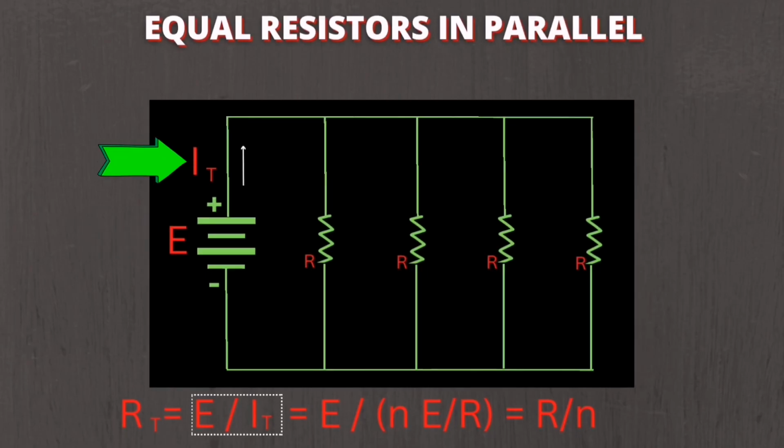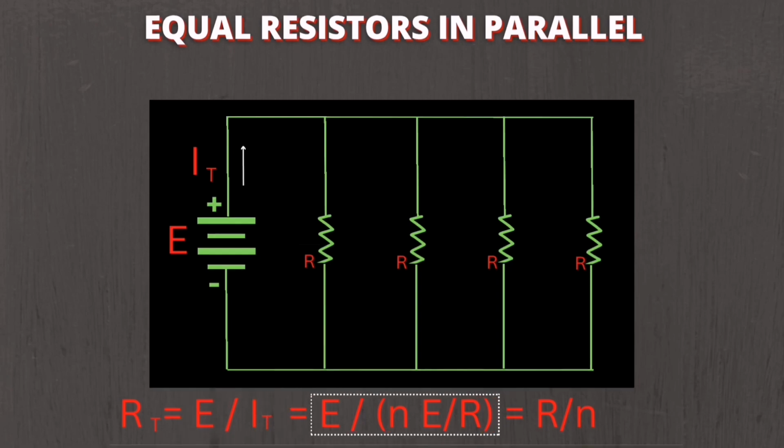Guys, the second formula for R sub t, which is E divided by N multiplied by E divided by R, is derived from the first formula, which is E divided by I sub t, where I sub t is equal to N multiplied by E divided by R. Or simply guys, for the third formula, R divided by the total number of resistors.